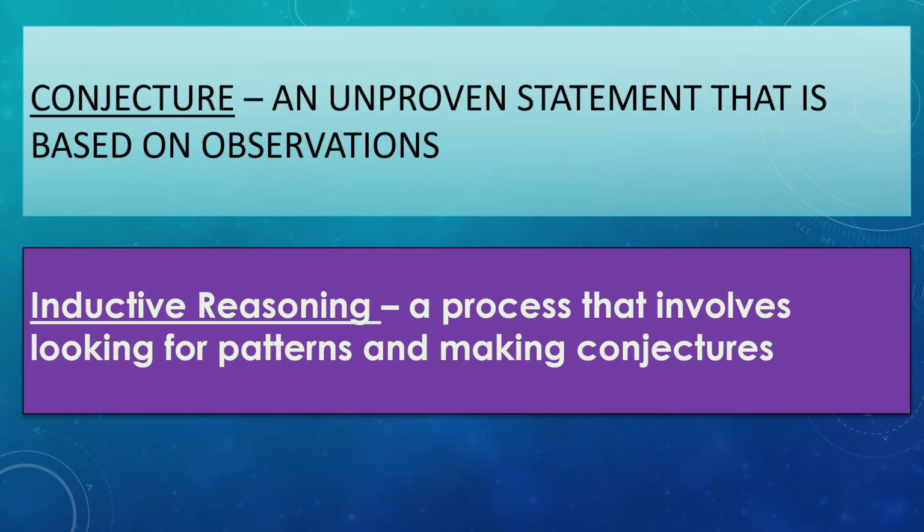So first, two definitions. A conjecture is an unproven statement that is based on observations, and then inductive reasoning is a process that involves looking for patterns and making conjectures. So you guys on the warm-up did inductive reasoning because you were looking there for the patterns, and then you were able to make a conjecture, which is that statement that is based on the observations that you made. So go ahead and pause it and write that down if you need to.